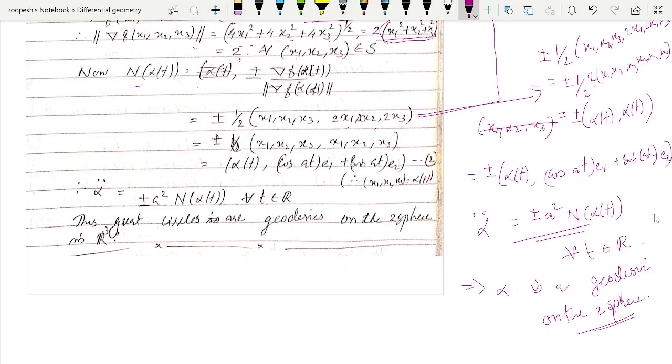So we have proved that great circle is a geodesic. So hope you understood how to prove a given curve is a geodesic or not. So what we have to do? We want to express the acceleration as a multiple of the normal.